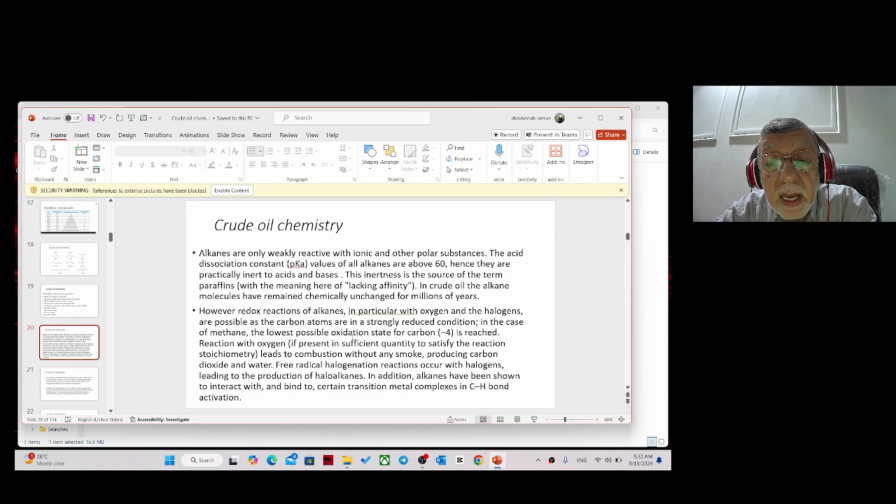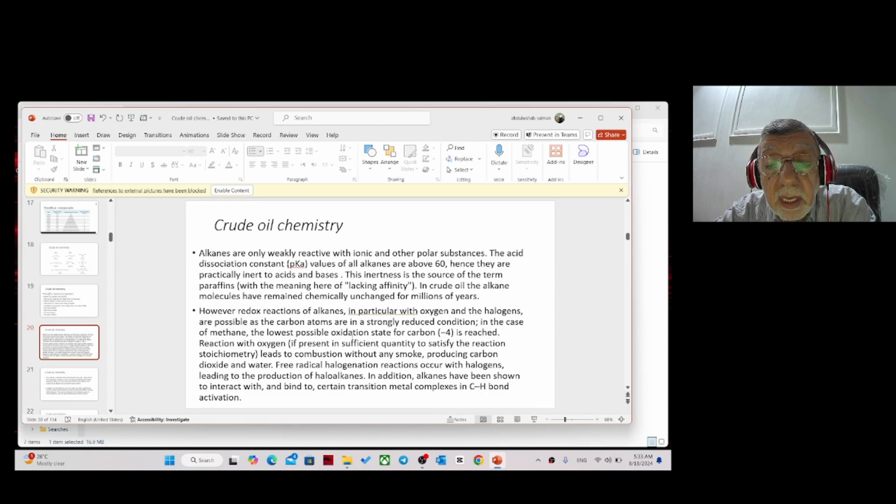However, redox reactions of alkanes occur, particularly with oxygen and halogens. That is a substitution reaction, removing one hydrogen and substituting it with a halogen or oxygen. It is possible to react with these because the carbon atoms are in a strongly reduced condition. In the case of methane, the lowest possible oxidation state of carbon, -4, is reached.